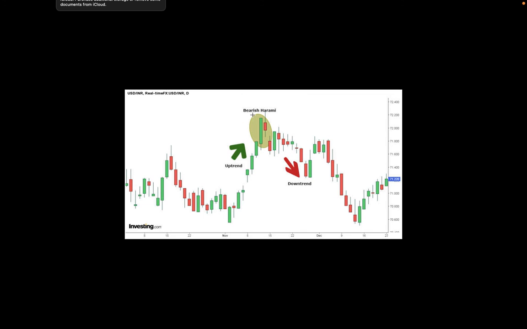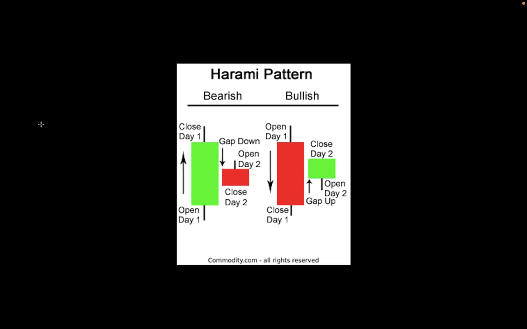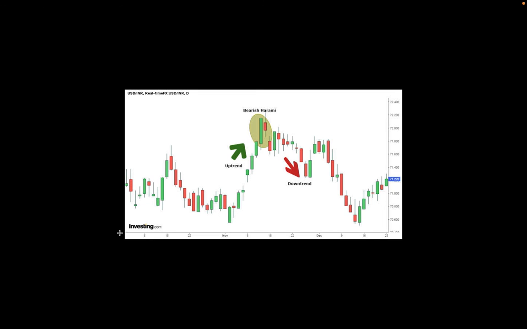And here we could see a bearish Harami. Here a long green candle and a smaller red candle. So then the market is going down. Here we could see the market will go down. So it's called a Harami pattern.